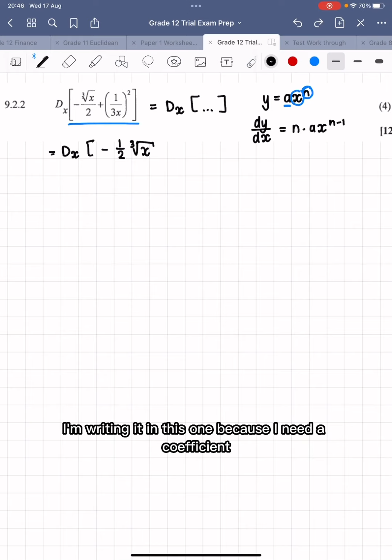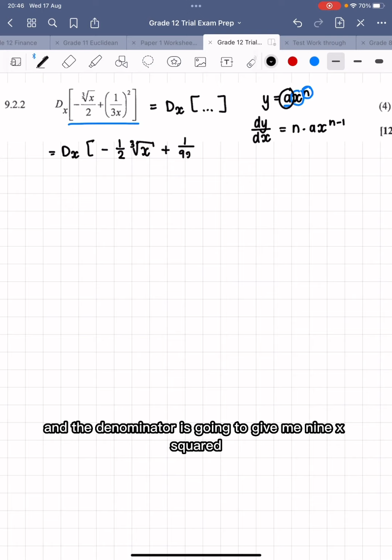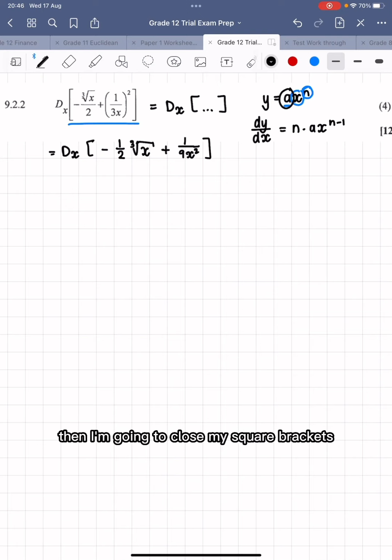I'm writing it in this form because I need a coefficient. Next up, plus. Now this bracket is squared, so I have to square the numerator, so 1 squared is 1, and the denominator is going to give me 9x squared. Then I'm going to close my square brackets. I'm not quite there yet. I still need to do some work in order to get it in the right form before I can find the derivative. So I'm going to keep writing dx.